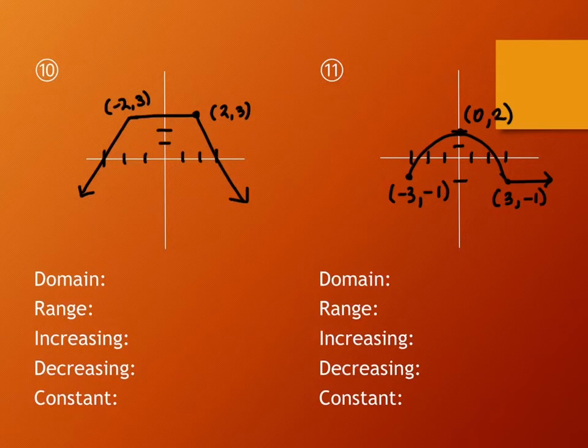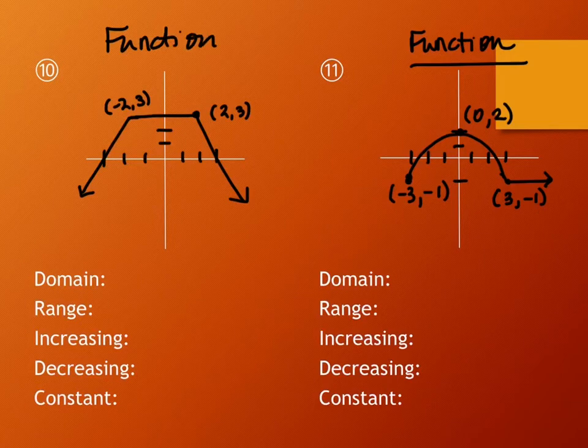All right, that's pretty good. It's not perfect, but it's pretty good. All right. Domain, range, increasing, decreasing, constant. Let's start with, are these functions? Yes, they're both functions. That's good. So write that note down for yourself that you're dealing with functions. What's the domain on number 10? Yeah, it's -infinity to infinity.